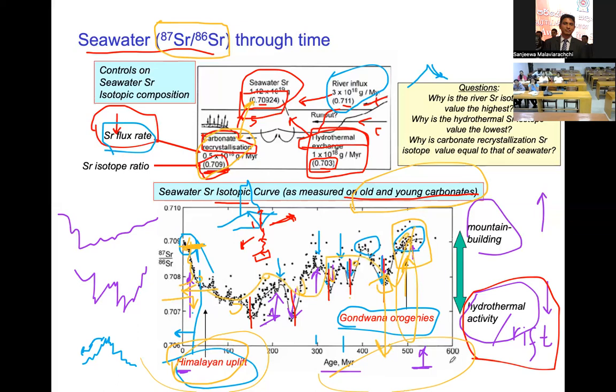And why don't you have the compositions before these ages, like 1,000 million years, 2,000 million years, 4.5 billion years? Why don't we have them?